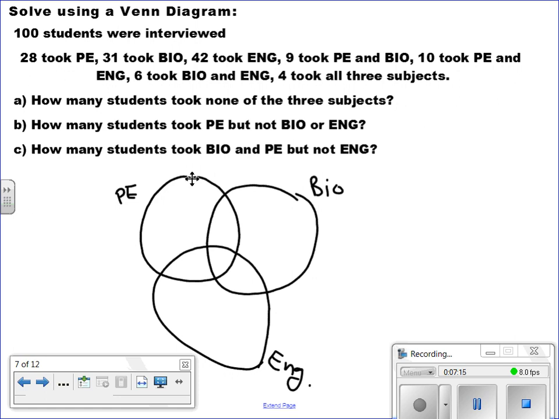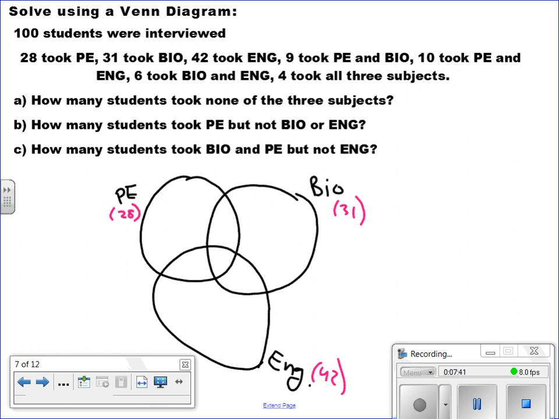All right, when they told me that 28 took PE, I just put that 28 out here in parentheses. That just means this whole entire circle I'm pointing at will be 28 total. But until we know the overlap regions, we're just going to leave that 28 there. We'll do a similar thing with the 31, put it in parentheses. Similar thing with the 42, put it in parentheses. That makes sense, our strategy so far.